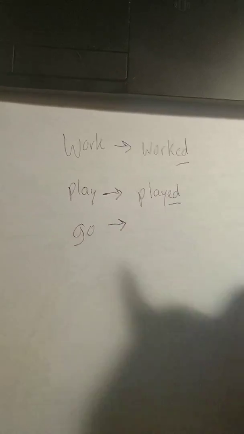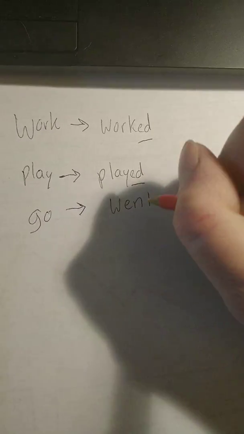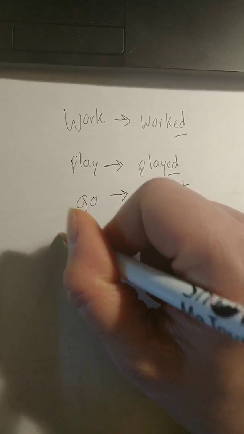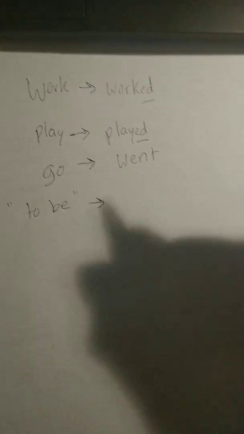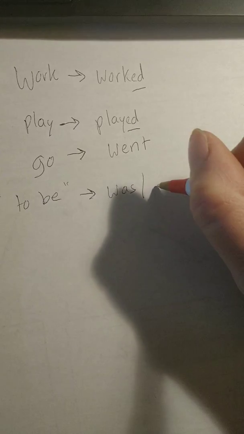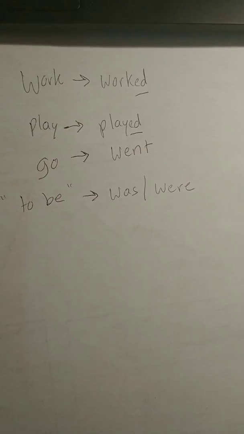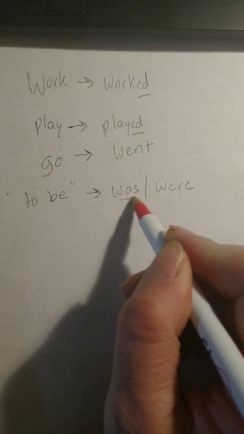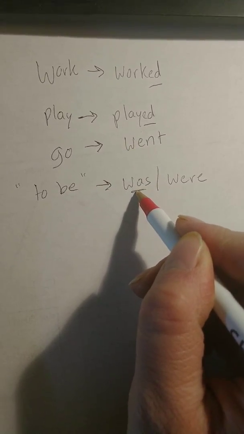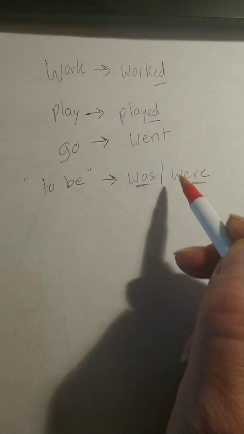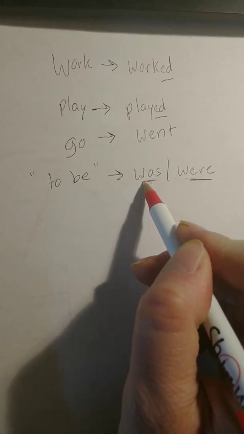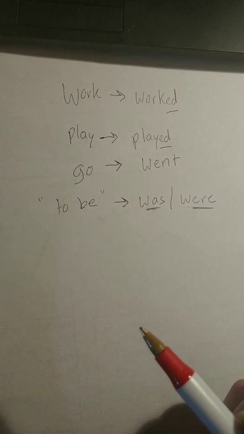For example, go, you know this one, went, right? The verb to be changes to was or were, depending on singular or plural. Was is singular. He, she, it was. Were is plural. We, you, they, were. I was, right? Okay. So these are irregular.